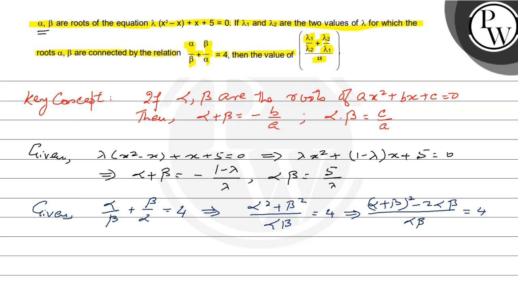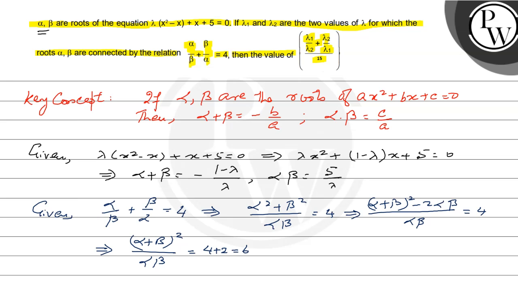So I can write it further: (alpha plus beta) square over alpha beta. So here minus 2 alpha beta will be cancelled out by alpha beta, so it will give you minus 2, and I can directly write that this is 4 plus 2 is equal to 6. Now we are aware of the alpha plus beta and alpha beta, so we will be putting the values here. So I am moving to the next page.